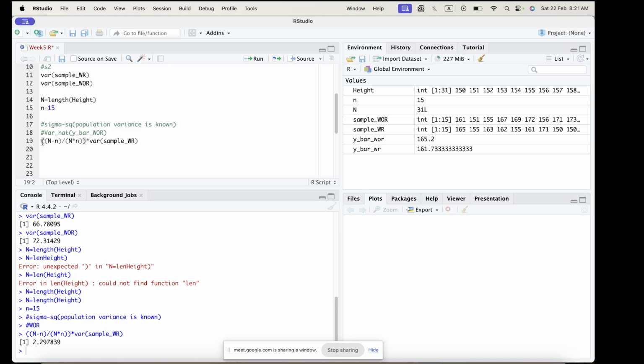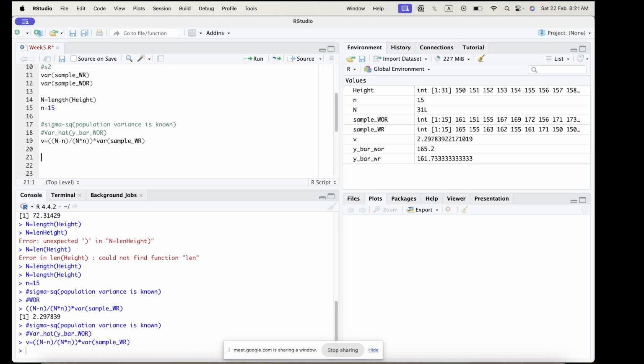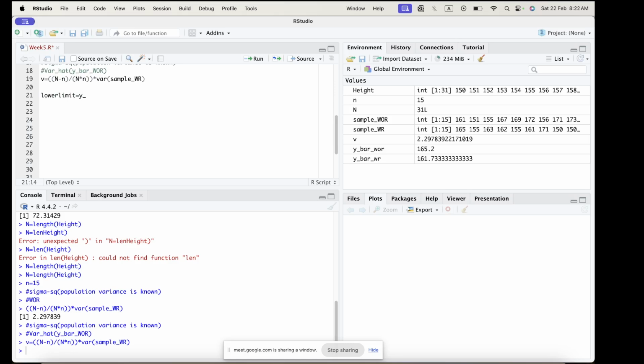Okay, so if this is a term I say as V, then my lower limit will be actually y bar WOR minus z alpha by 2 into SQRT V. Okay, and my upper limit will be the same thing but plus.